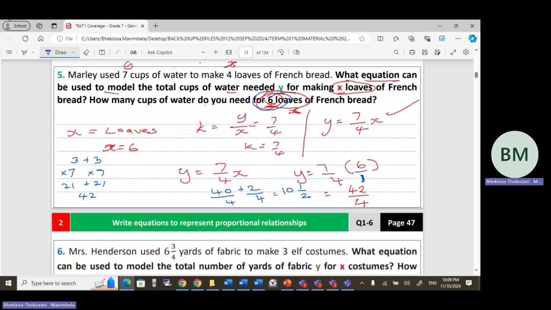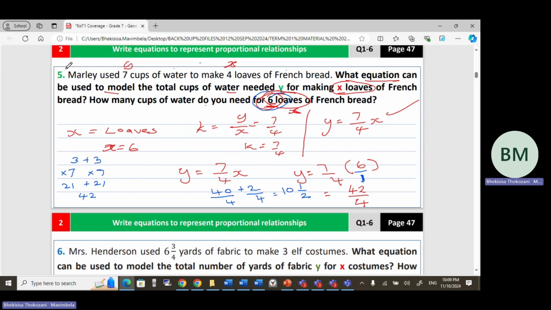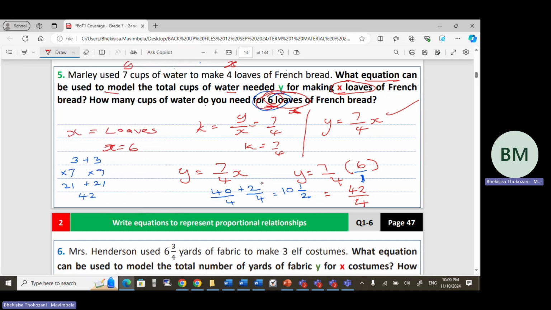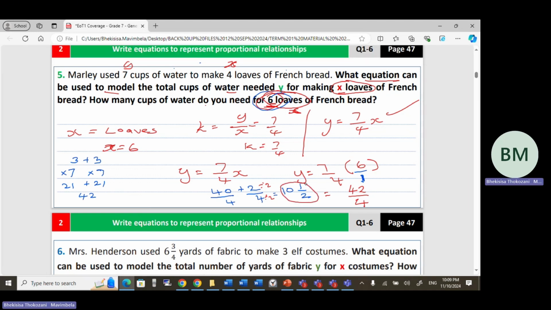How did I find the last answer there? Just to give you some graphics, we said we just simplify this one here. I just simplify this by dividing by 2. So 2 divided by 2 is 1, 4 divided by 2 is 2. So that's how we got this answer. So this is our final answer. Okay. So she will need 10 and 1 over 2 cups. Okay. 10 and 1 over 2 cups. All right.